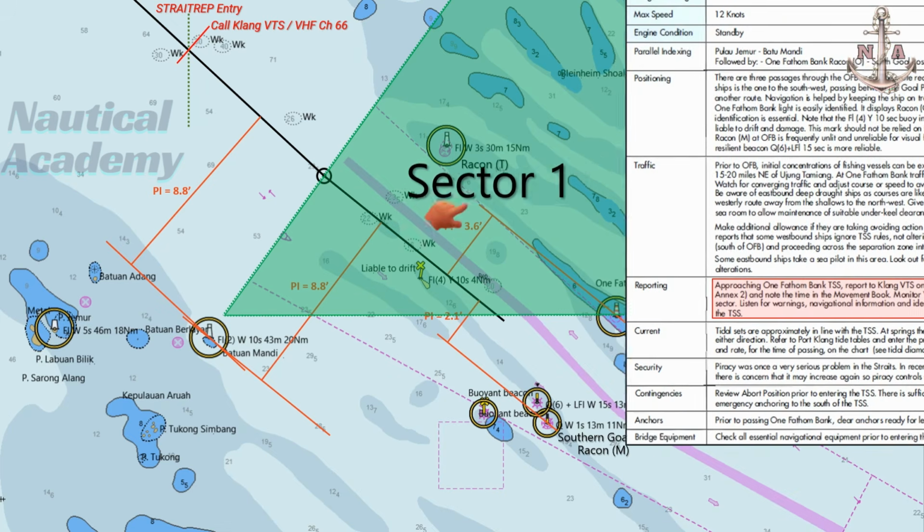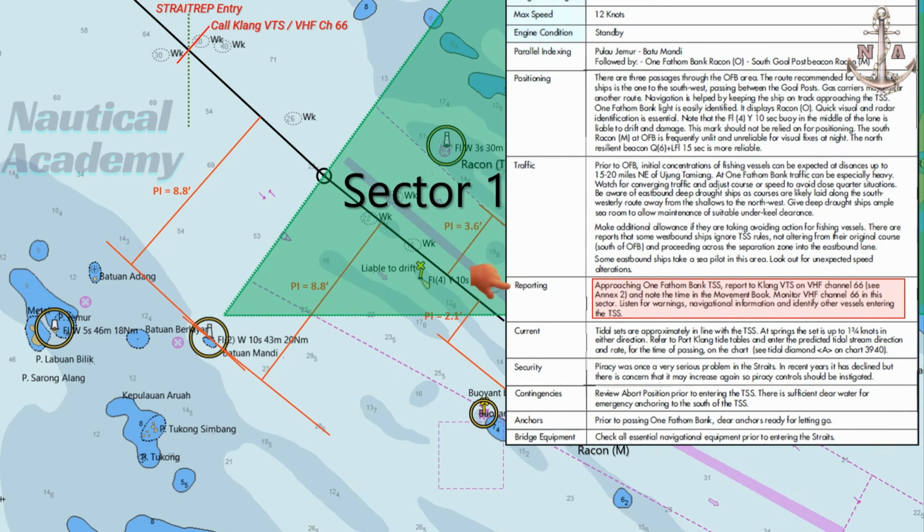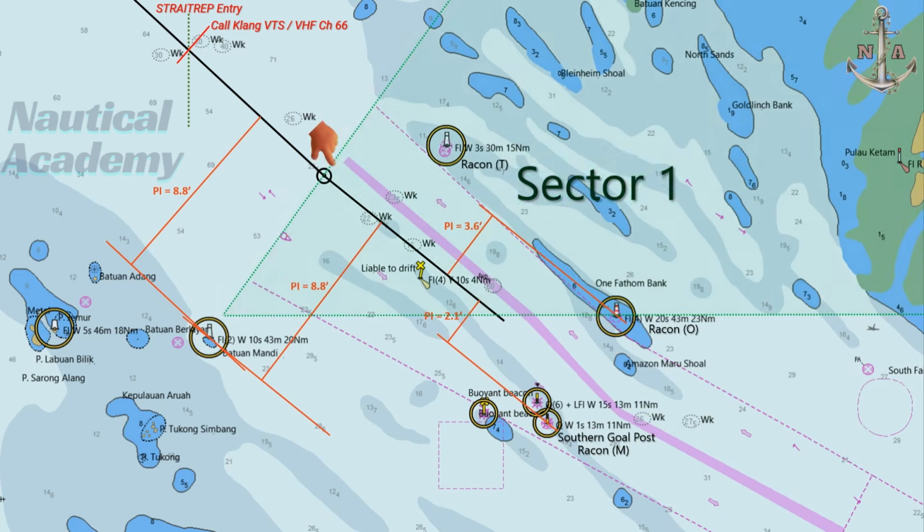There is additional information in the guide that can be very helpful when preparing a passage plan through this region, including information on currents, security, contingencies, anchorage, and bridge equipment. I made a separate video that explains the parallel indexing technique in detail, as well as the difference between beacons and buoys. If you want to learn more, kindly check the link in the description below.